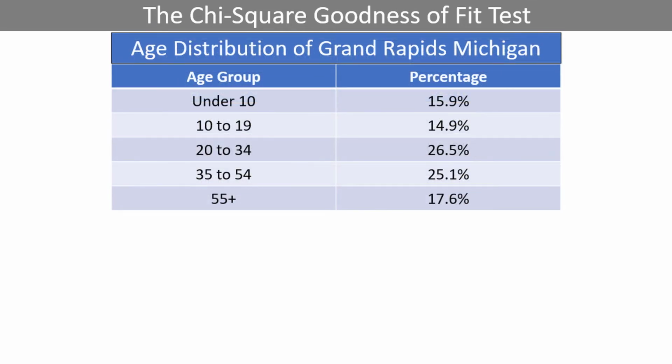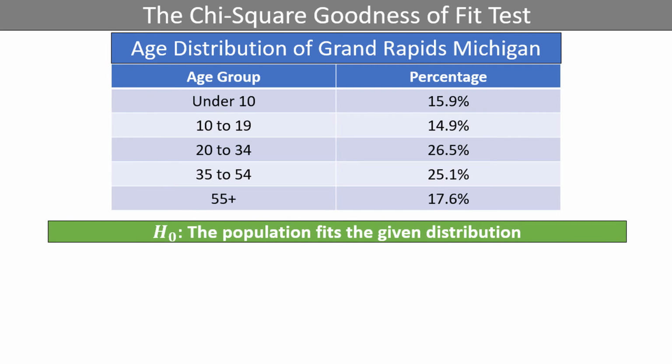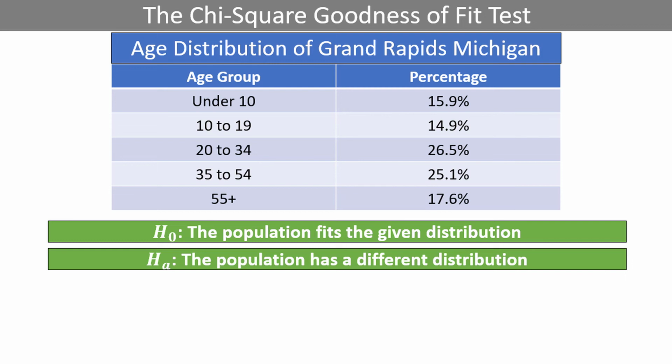The null and alternative hypotheses for the chi-square goodness of fit test always take on the following form. The null hypothesis is that the population in question fits the given distribution, and the alternative hypothesis is that the population in question fits a different distribution. Now, of course, you will need to modify these hypotheses to fit the specific problem that you are completing.